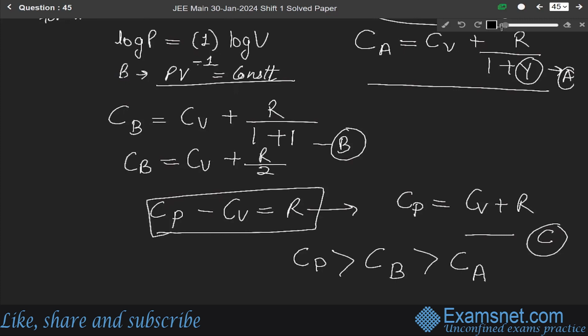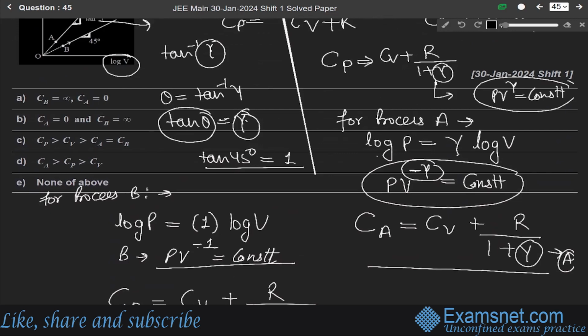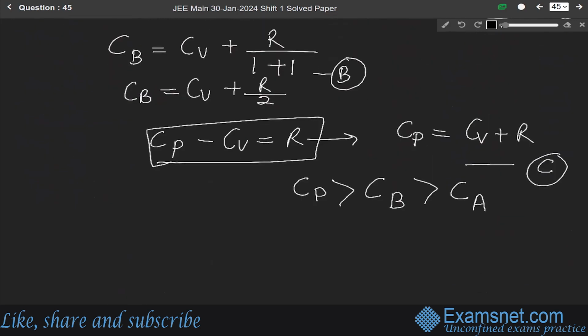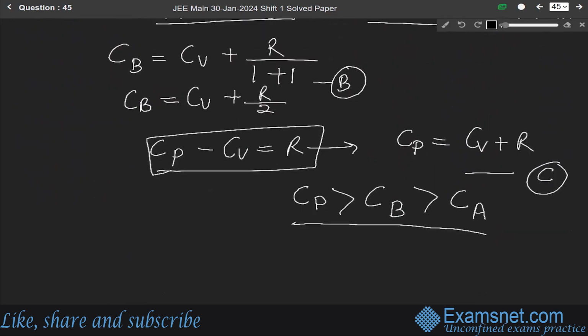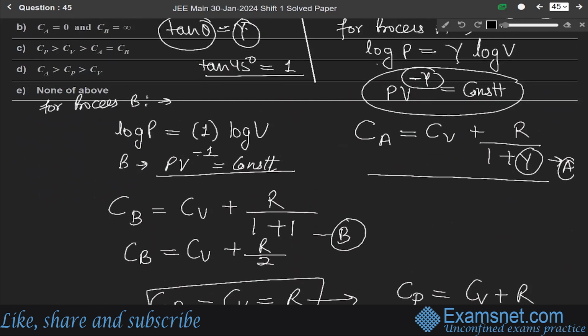CA means gamma can take any value. We don't know the value of R, so gamma can take any value. So CB is greater than CA. Okay. So none of the above options matches with these results. So the correct answer is option E. Okay. None of the above result.